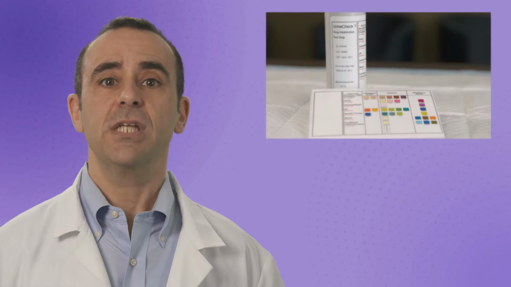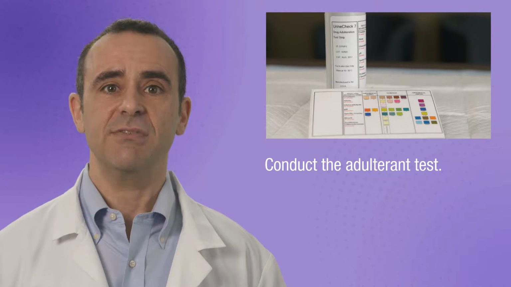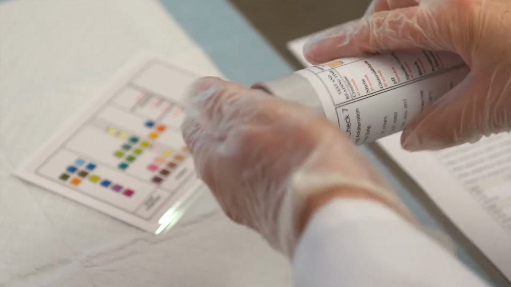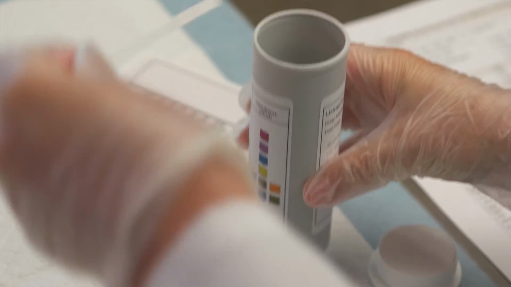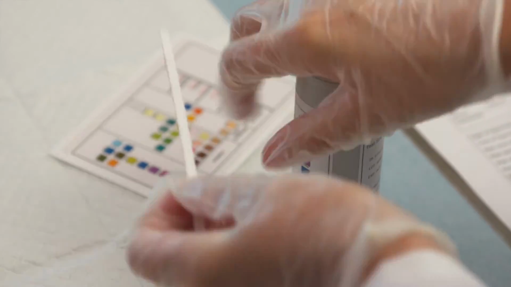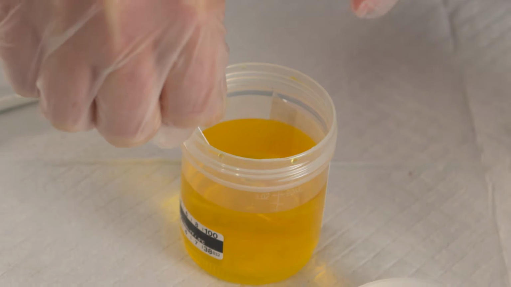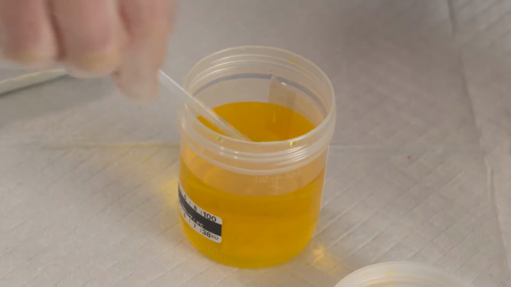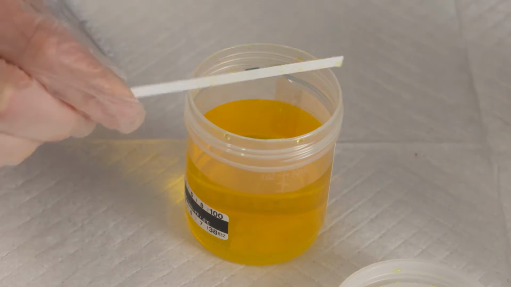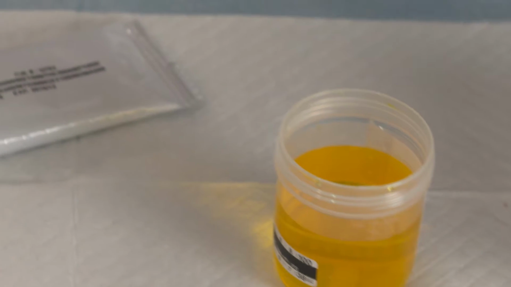If the temperature strip shows a reading within range, 90 to 100 degrees Fahrenheit, conduct the adulterant test using the Urine Check 7 adulterant strip. Remove a strip from the Urine Check 7 cylinder and replace the cap. Immerse the test strip completely into the urine and then immediately remove the strip from the urine, tapping once or twice on the cup to remove any excess urine.